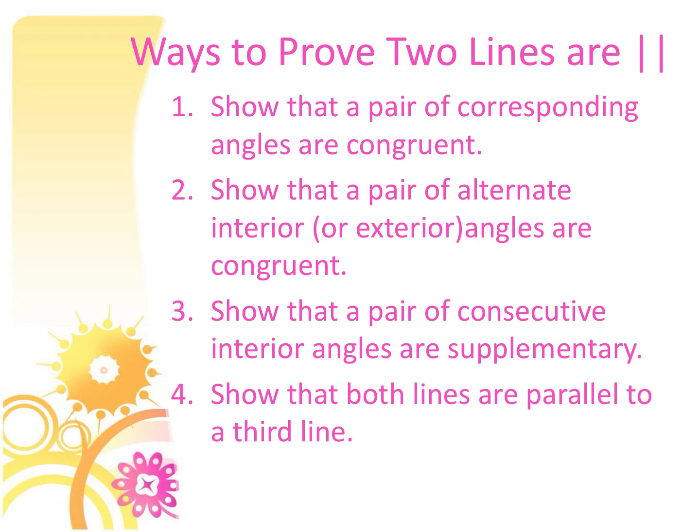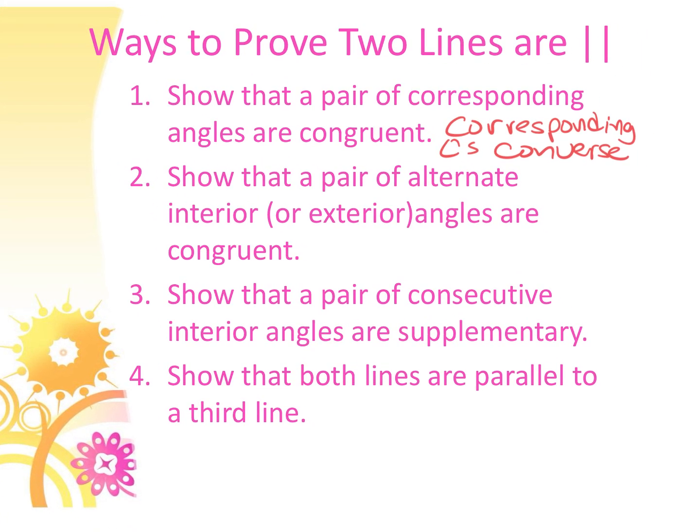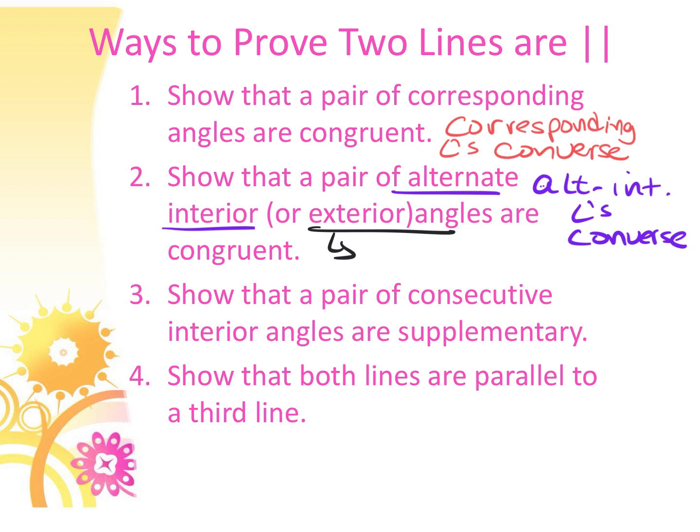All right, so there are actually 5 ways because 2 has 2 things in it. These are the ways to prove that 2 lines are parallel. So the first thing you can do is show that you have a pair of corresponding angles that are congruent. This is using your corresponding angles converse. Then the second one is to show that you have a pair of alternate interior angles or alternate exterior angles that are congruent. So for number 2, showing the alternate interior, this would be the alternate interior angles converse. And then the other way is to show alternate exterior angles are congruent, and this would be your alternate exterior angles converse.